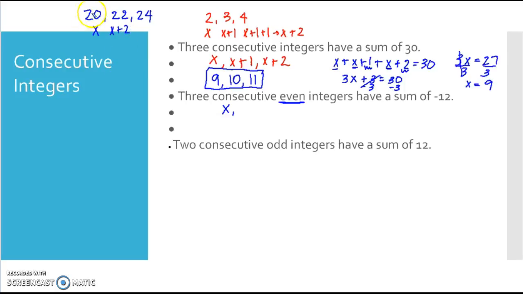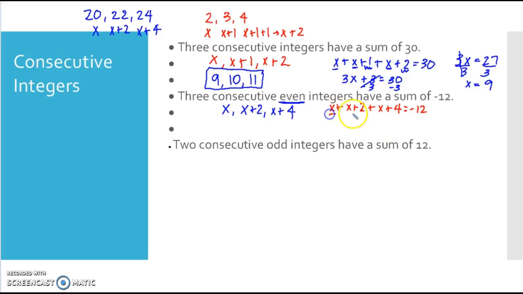To go from my first to the third, I add 4. So now I'm going up by 2 every time. So instead of x, x plus 1, x plus 2, I have x, x plus 2, and x plus 4. I know my sum is negative 12. So I'm going to say, let's change colors here, x plus x plus 2 plus x plus 4 equals negative 12.